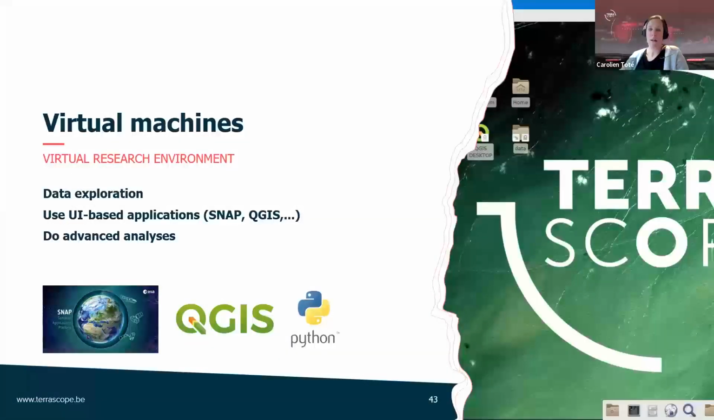Another way to access and explore data without downloading is to access the data that is available on the virtual machines of Terrascope. So you can apply for a virtual machine on terrascope.be. It comes with a series of applications such as the ESA SNAP Toolbox, QGIS, GDAL, Python, and so on. And you can use it to do advanced analysis or to do prototyping of your application.